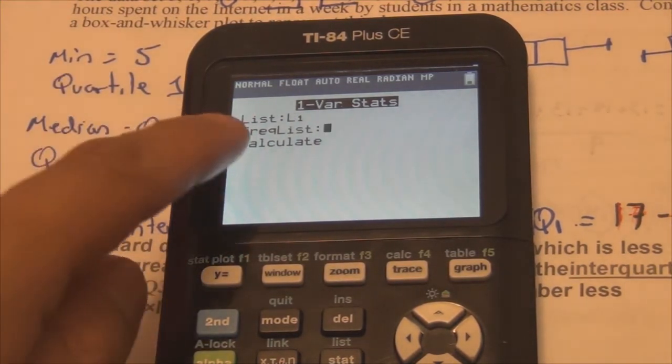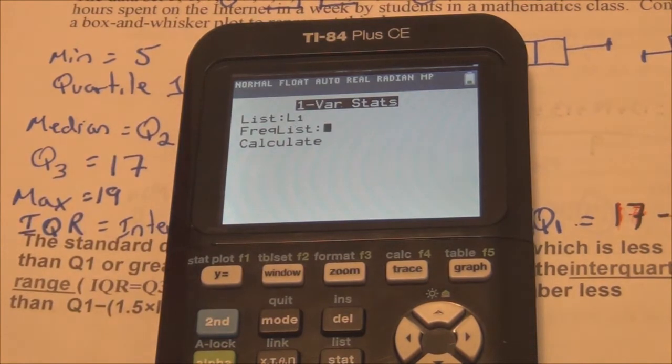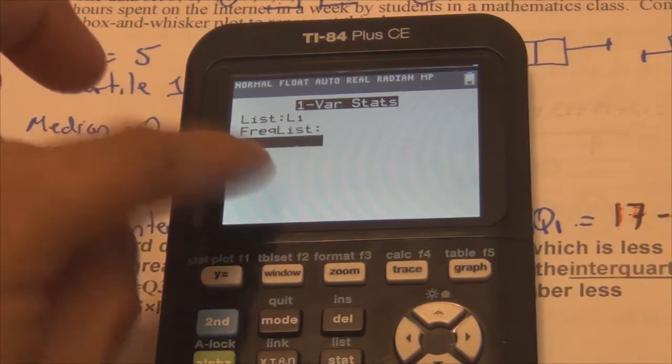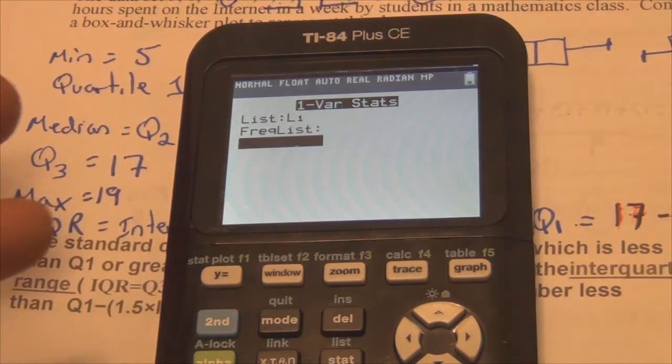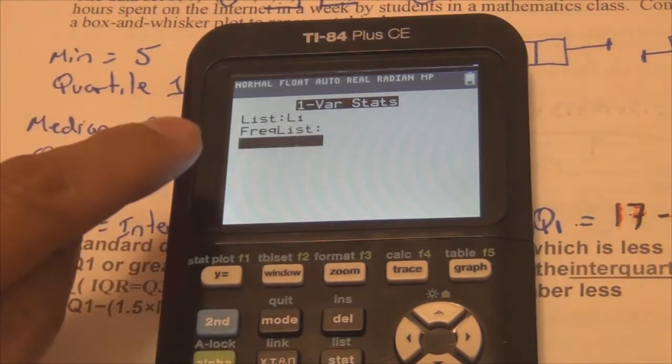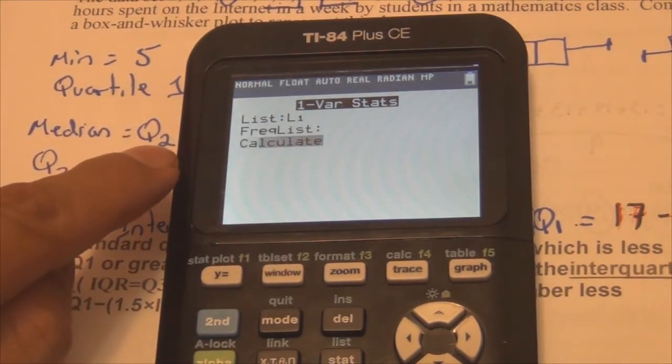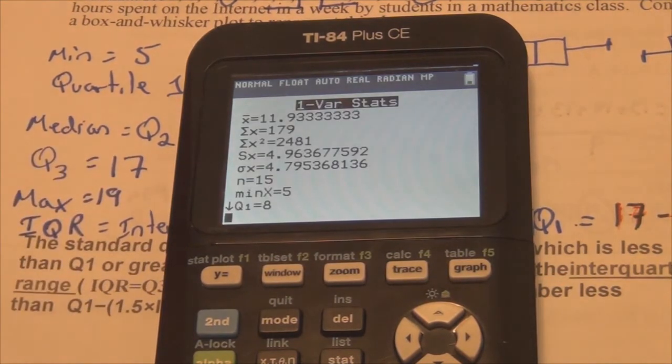Press enter. It says, do you have a frequency list? Right now, don't worry about it. You don't have a frequency list, so you just press enter. Then it says, do you really want me to calculate this? Well, got you again. So you say, yes, I want you to calculate. Press enter. So now the calculator is going to throw some weird numbers at you.